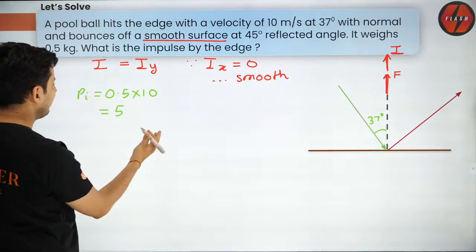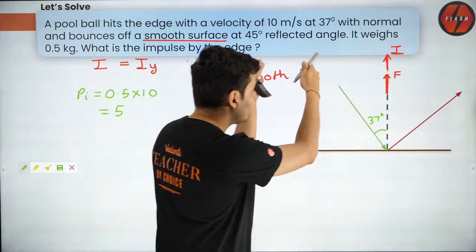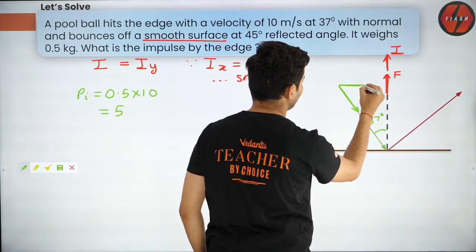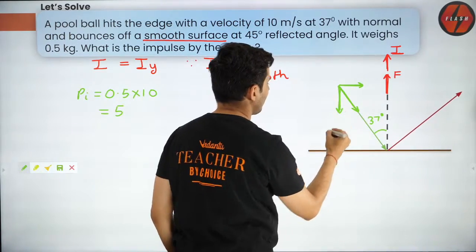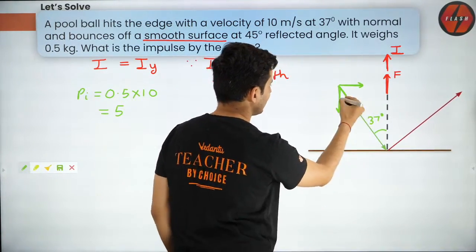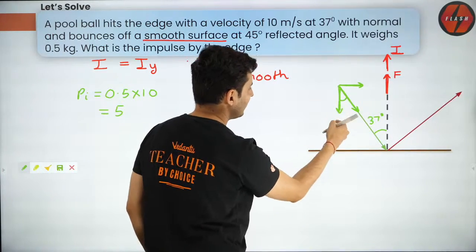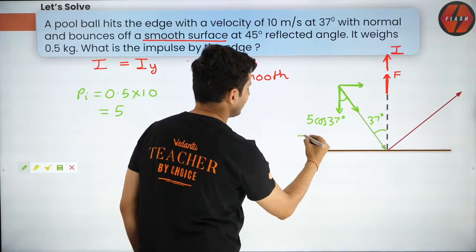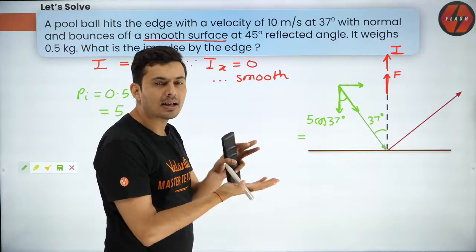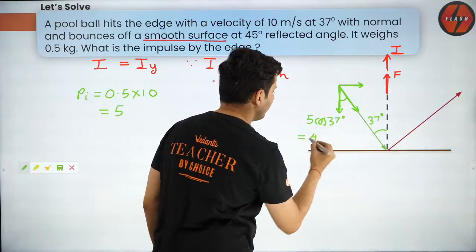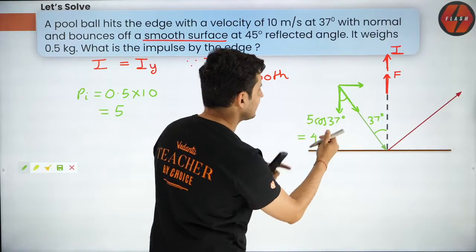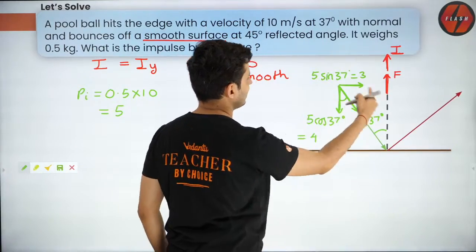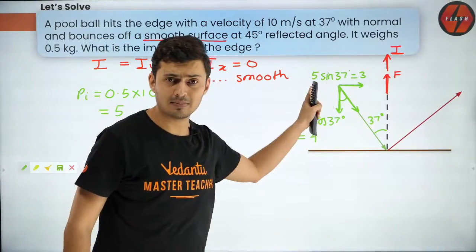All right, so that is just 5 kg meter per second. Now that 5 can be resolved into two components, one component here and the other component here. Think about it. If this is 37, this will also be 37. And what will this be? This will be 5 cos 37 degrees. What is 5 cos 37? Cos 37, guys, is 4 by 5. So it is going to be 4. That's what this will be. If this is 4, this is going to be 5 sin 37, which is going to give me 3 units on this side. I hope this is fine, everyone.